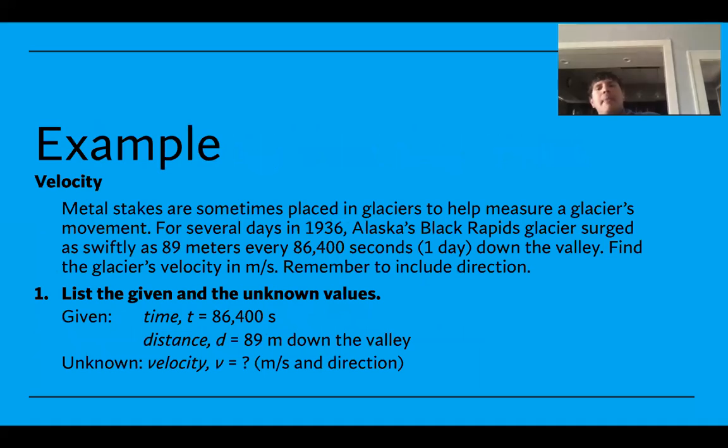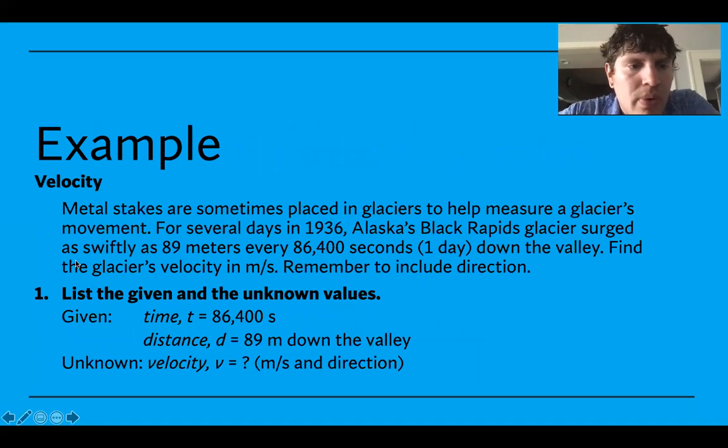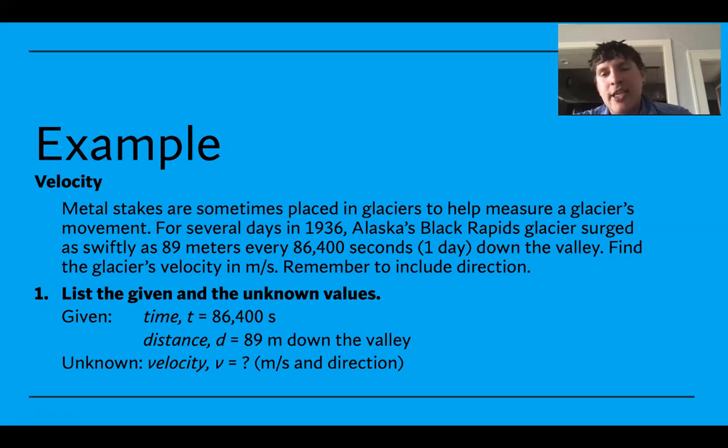So let's look at an example here on how to calculate these sorts of things. Metal stakes are sometimes placed in glaciers to help measure a glacier's movement. For example, in 1936, Alaska's Black Rapids Glacier surged as swiftly as 89 meters every 86,400 seconds, or 1 day. I converted this into seconds for you. I had this placed as 1 day for my class, and they had to figure it out in seconds and convert.